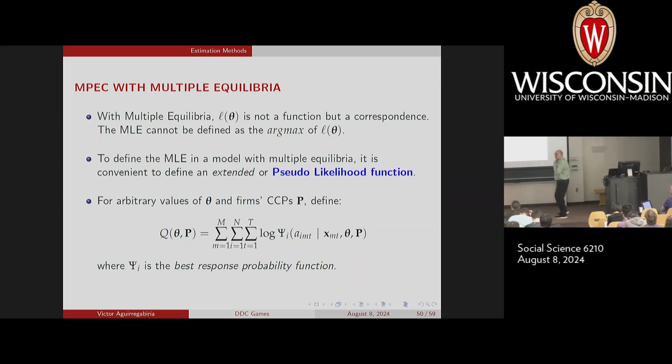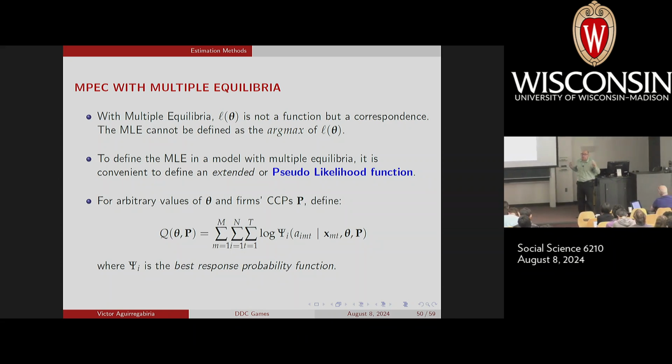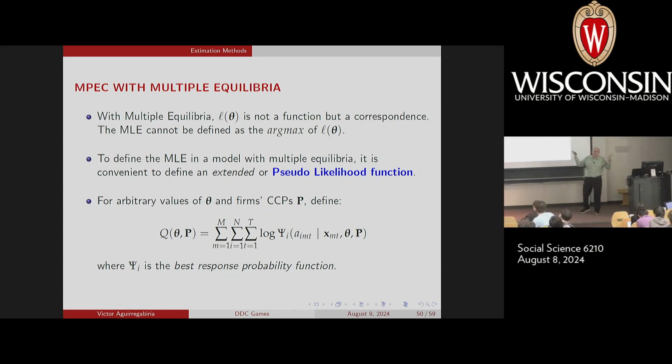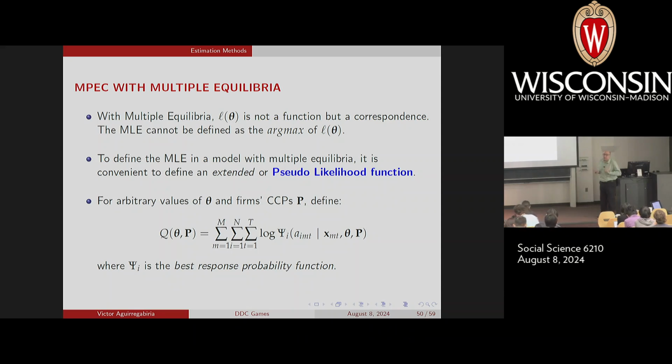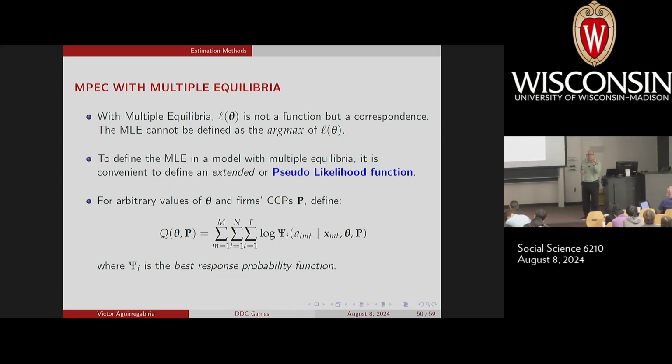MPEC is an alternative way to define and implement the same thing, that is the maximum likelihood estimator. It is based on a different version of the likelihood function, the pseudo likelihood, or the extended likelihood function, if I remember well. What is the extended likelihood function? Well, the likelihood function that I presented before is a function of theta only, of the structural parameters. But given theta, we have multiple equilibria.